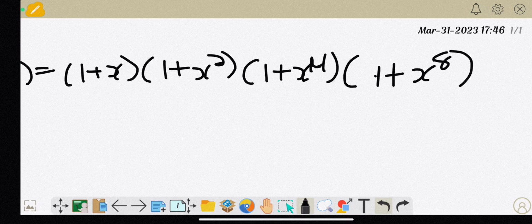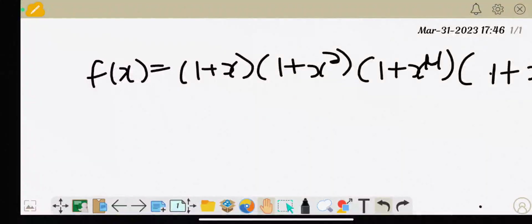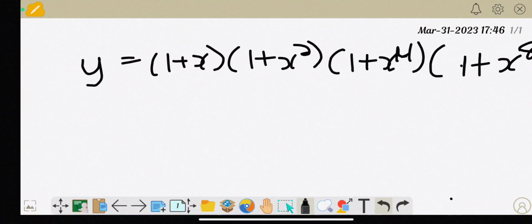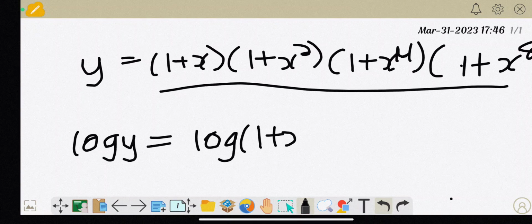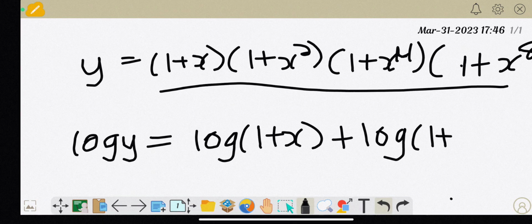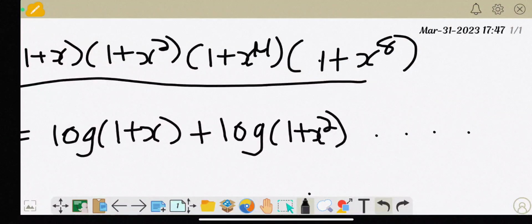So what is the easiest way to differentiate this? Just assume this f of x equal to y, okay? No need to write f of x. So what is the easiest way to differentiate this? Apply log on both sides. What happens? This product will be converted into sums, correct? So log y will be equal to log of 1 plus x plus log of 1 plus x square, correct? So on.